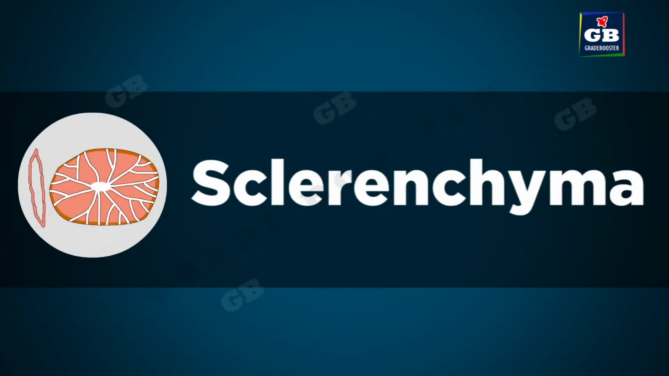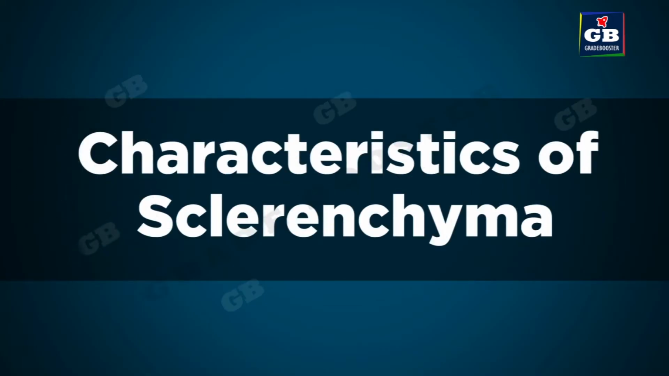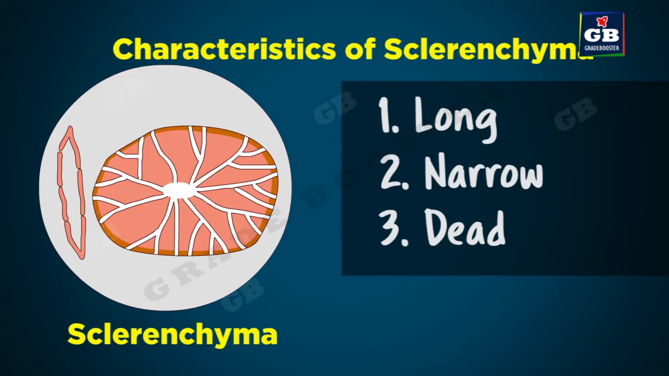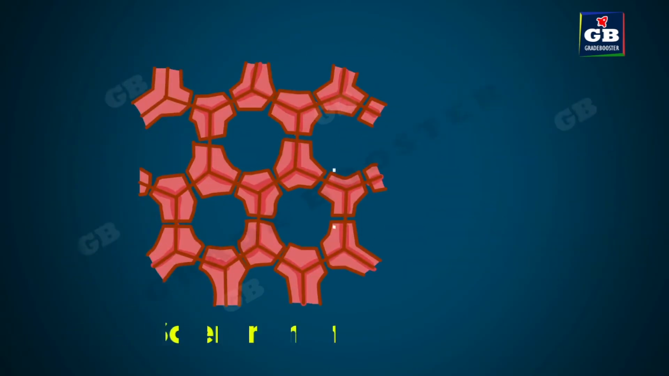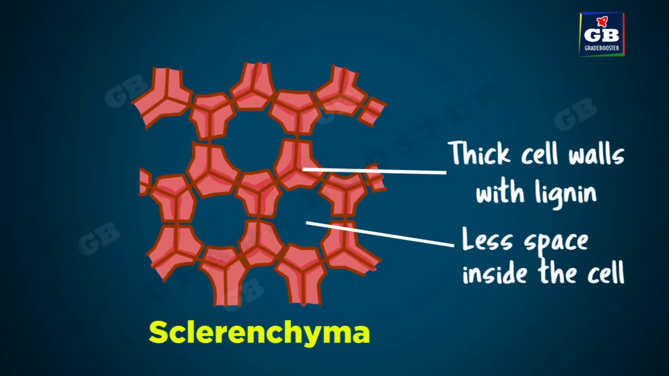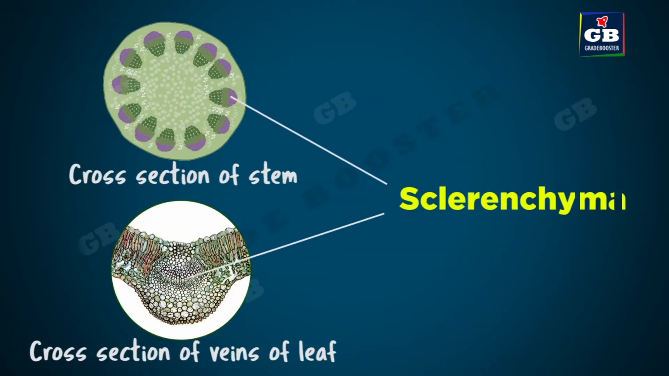Next, we see the third type of simple permanent tissue, sclerenchyma. Characteristics of sclerenchyma. The cells of sclerenchyma are long, narrow, and dead. The cell walls are thickened due to the presence of a compound called lignin. Due to thick cell walls, there is very little or no space inside the cells. This tissue is located around the vascular bundles in the stems and in the veins of leaves. It is also located in the covering of seeds and nuts.